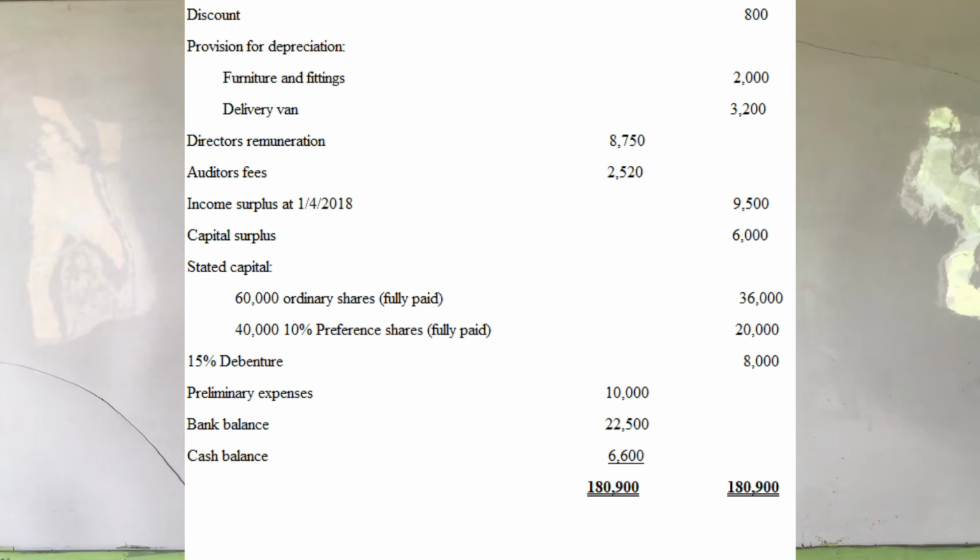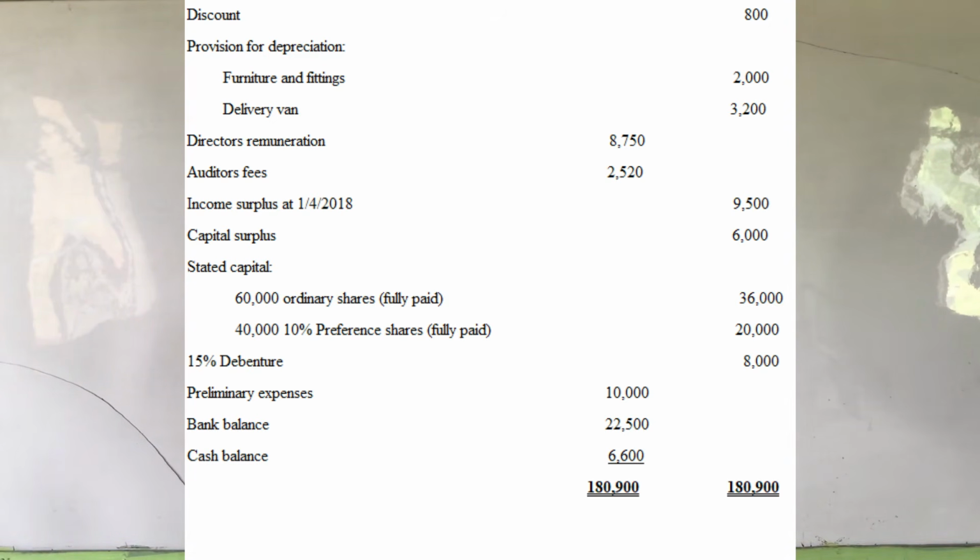Then we have discounts to be $800, but it's on the credit side, so you should know that it's a discount received. That is why it's on the credit side. And then we have provision for depreciation for two different assets. For furniture and fittings, we have $2,000, and for delivery van, we have $3,200. Then we have directors' remuneration and auditors' fees. We have the income surplus balance at the beginning to be $9,500. That's the opening balance for income surplus. We have a capital surplus of $6,000 also in the trial balance.